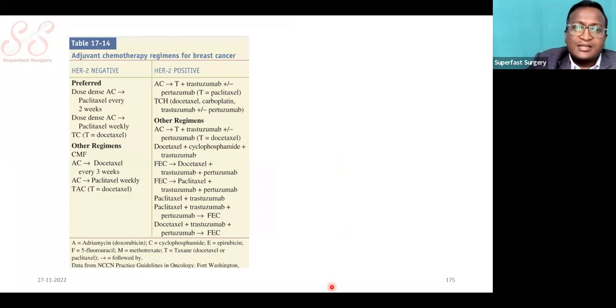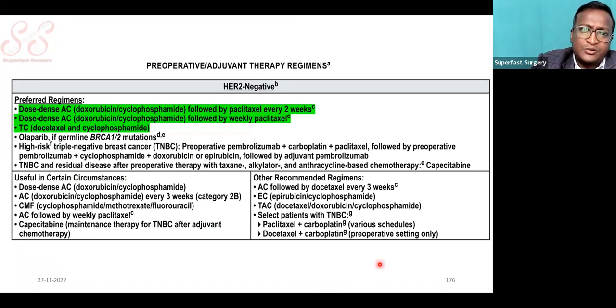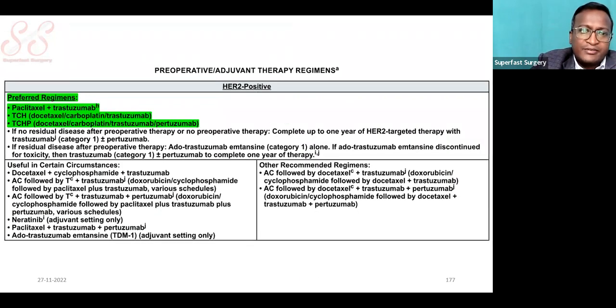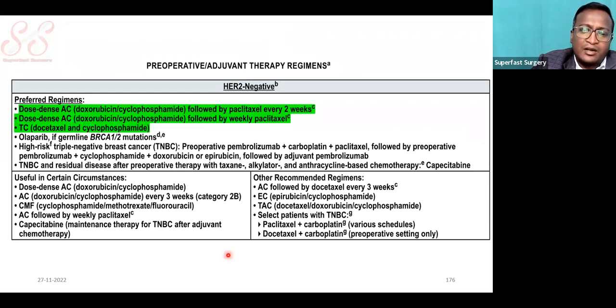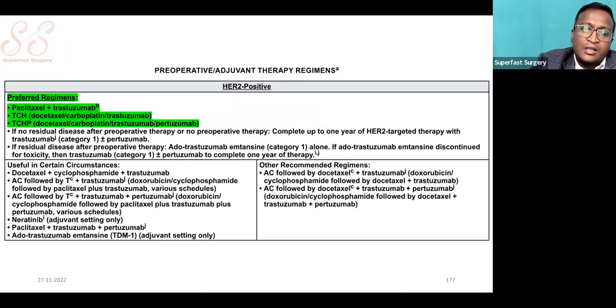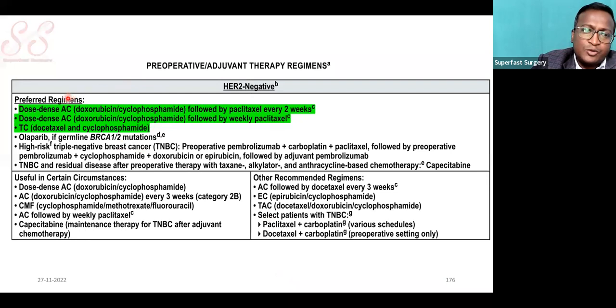Now what are the regimens that are given for breast cancer? To understand that, we need to divide breast cancer into two main groups, that is HER2 negative and HER2 positive, because HER2 negative has a different set of regimen and HER2 positive has a different set of regimen. For the HER2 negative group, we give AC followed by T, that is adriamycin, that is doxorubicin, cyclophosphamide followed by paclitaxel. Okay. This is the main prime drug, standard treatment for HER2 negative and triple negative.